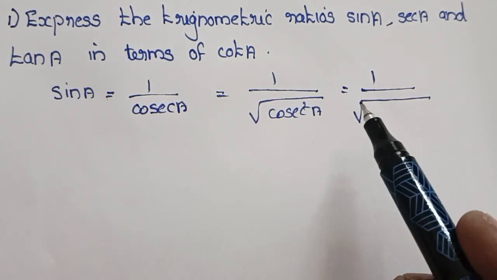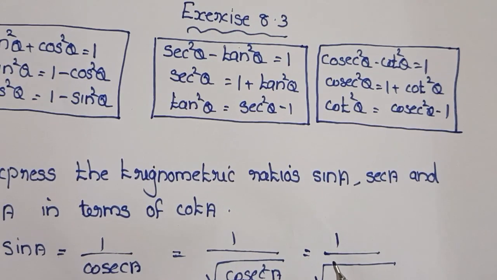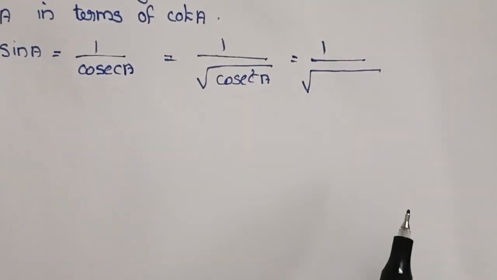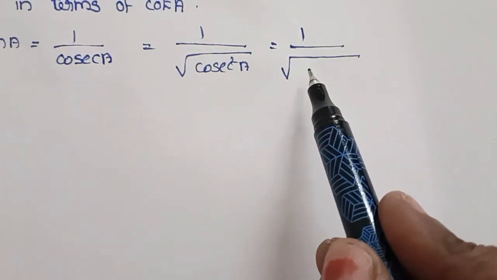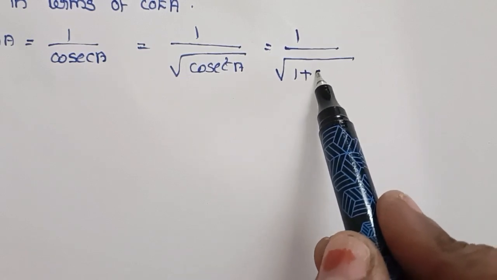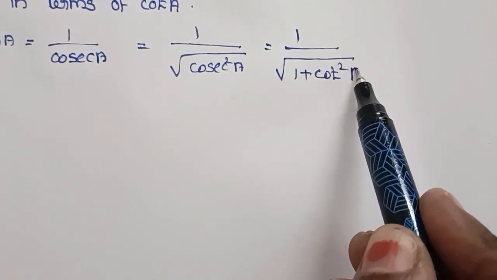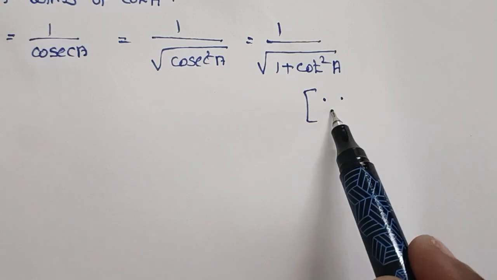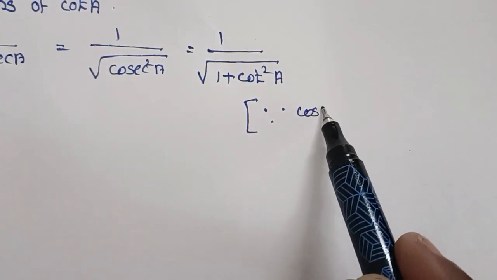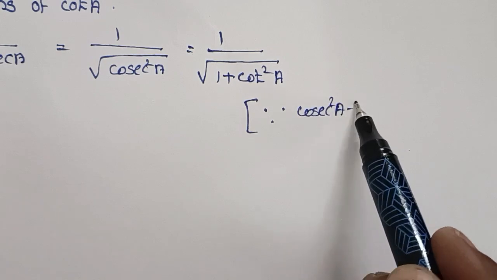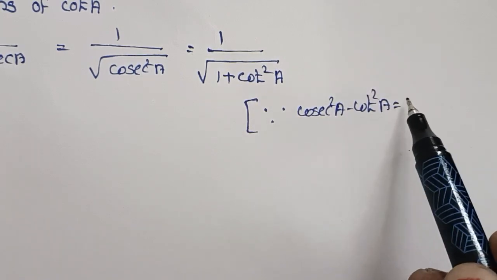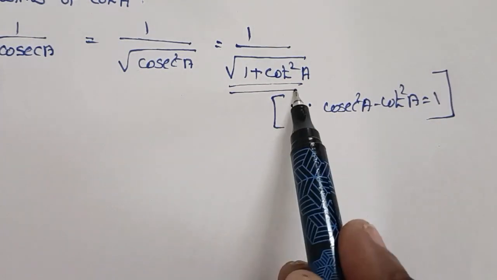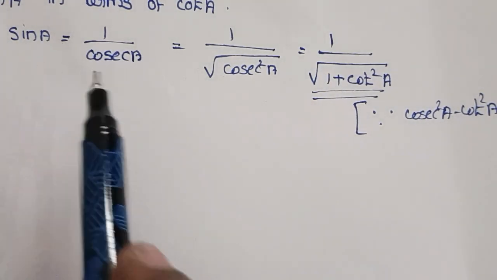By using the identity, we get cosec square A equal to 1 plus cot square A, isn't it? Therefore, instead of cosec square A, we can write 1 plus cot square A. Cosec and cot are connected. Here we have to write the reason: since by using the identity cosec square A minus cot square A equal to 1, from that we get cosec square A equal to 1 plus cot square A. So that is the first answer, sin A in terms of cot A.